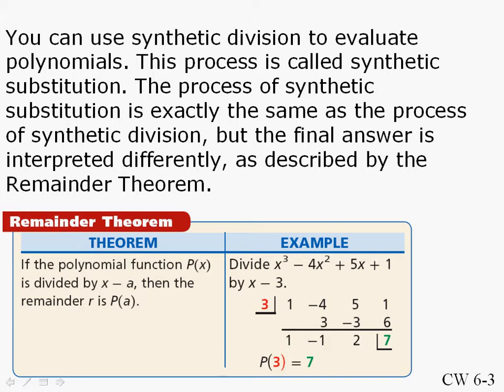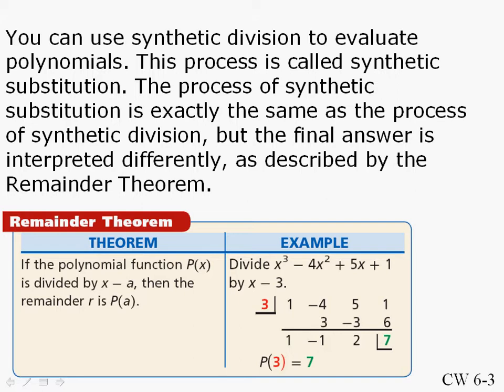The remainder theorem states, if the polynomial function p of x is divided by x minus a, then the remainder, r, is p of a. For example, if you divide x cubed minus 4x squared plus 5x plus 1 by x minus 3, we're evaluating p of x at 3.